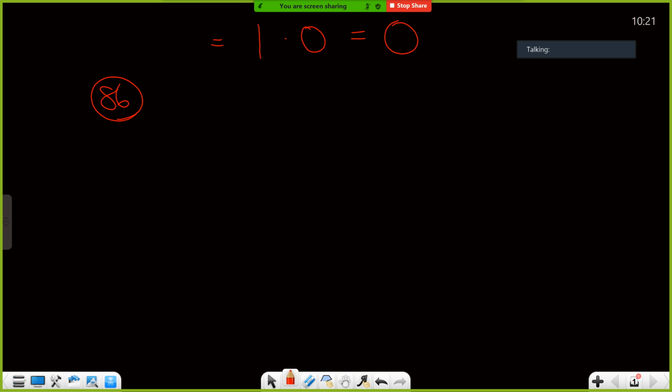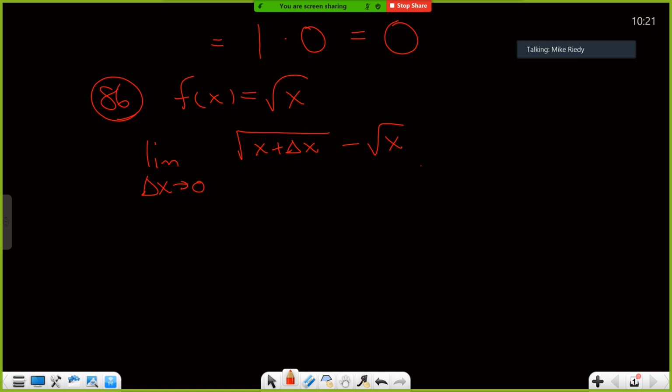So 86 is f of x is equal to the square root of x. Okay, so I'm going to do the limit as delta x approaches 0 of f of x plus delta x, which would be the square root of x plus delta x, minus f of x, which is the square root of x, all over delta x. Okay, so that's the setup. That's plugging and chugging into what's called the limit difference quotient. Okay, now what?